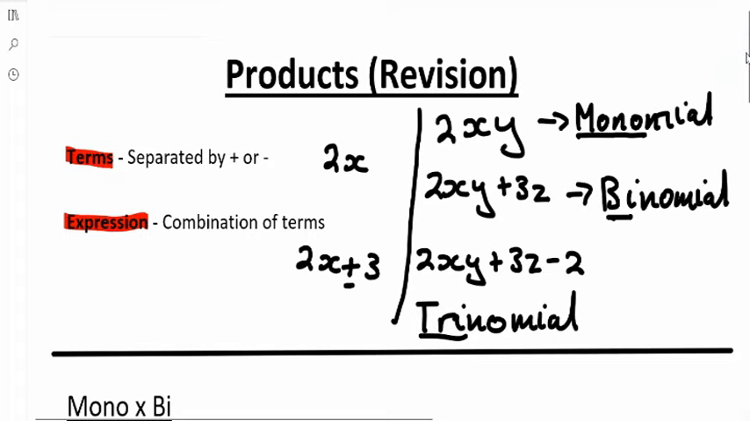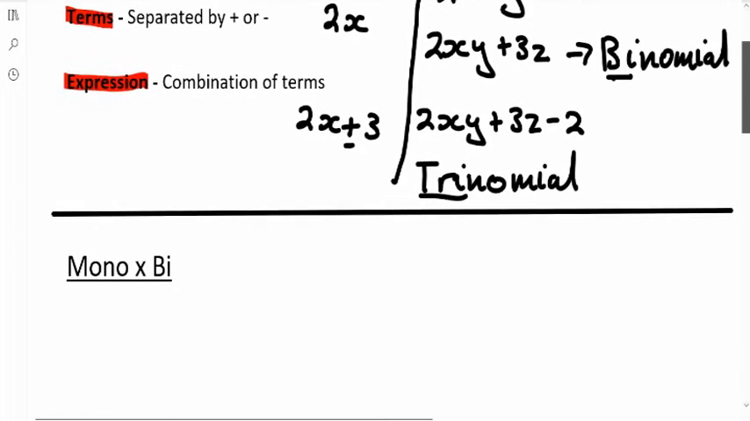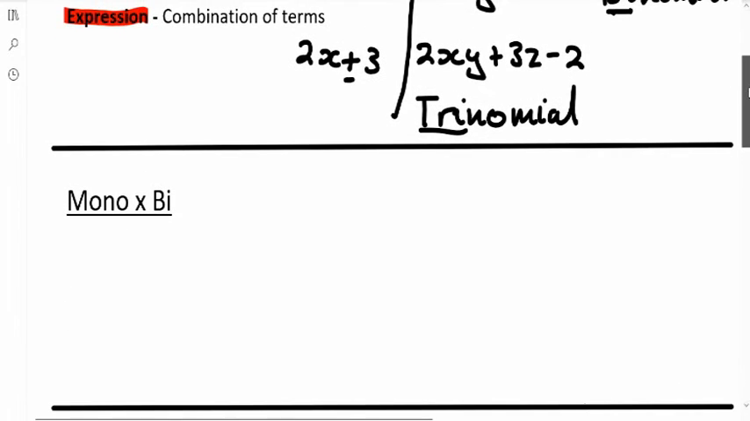So if we jump into a few examples of multiplying these binomials by one another. Remember, product means multiply in mathematics. So when we deal with the section of products, we are multiplying nomials by one another. So let's start with the basic one. Let's multiply a monomial by a binomial. Remember, mono means 1, bi means 2.